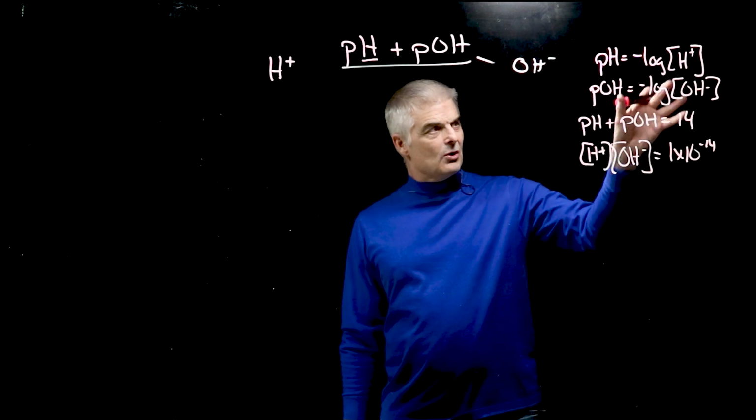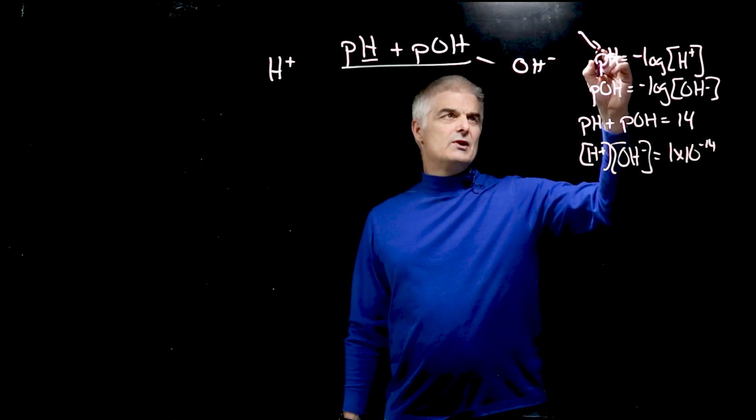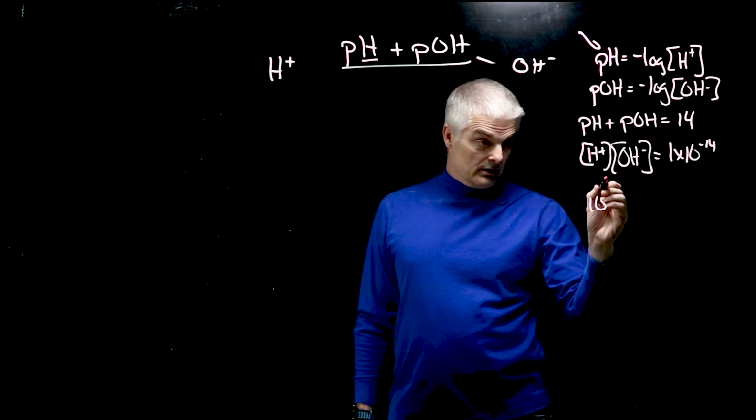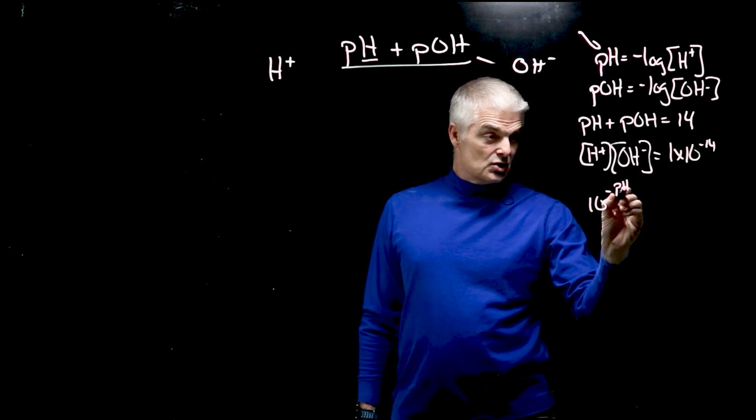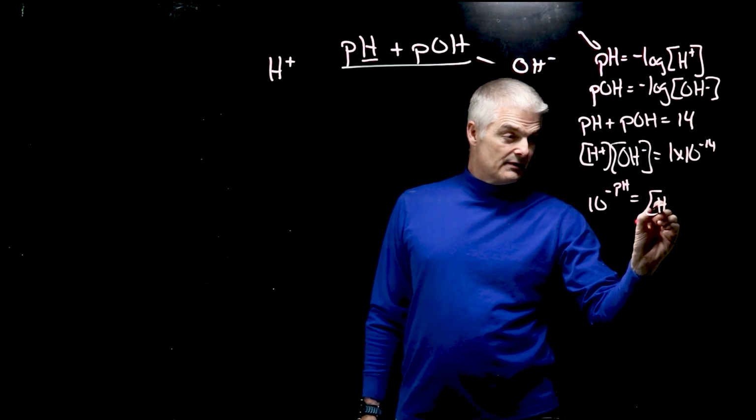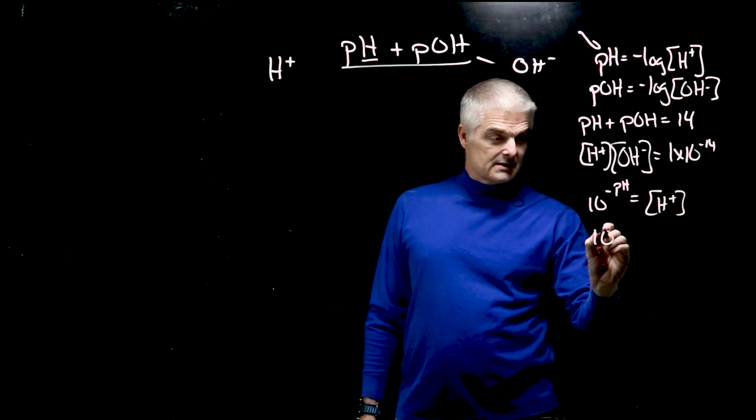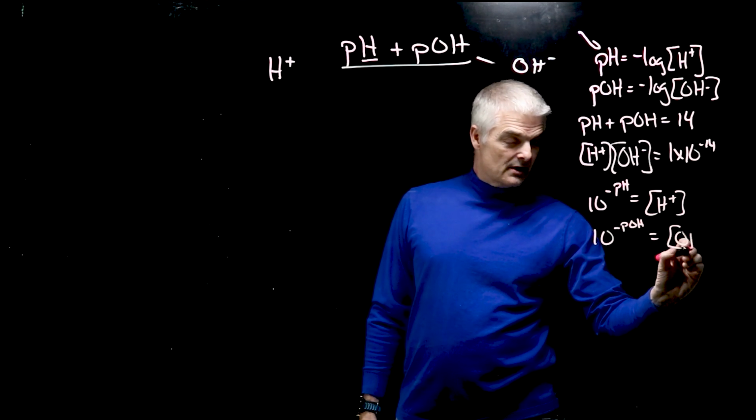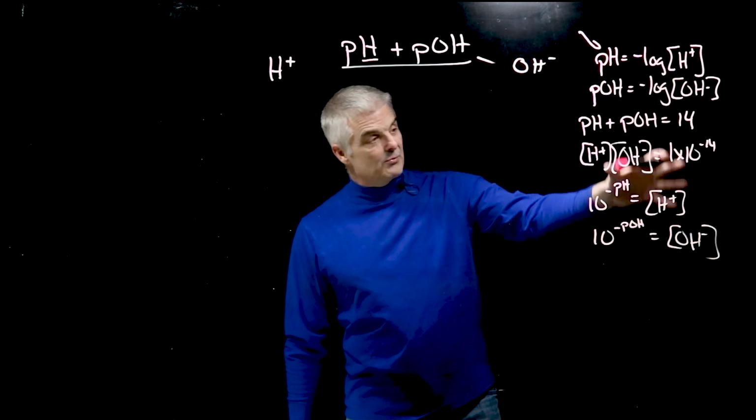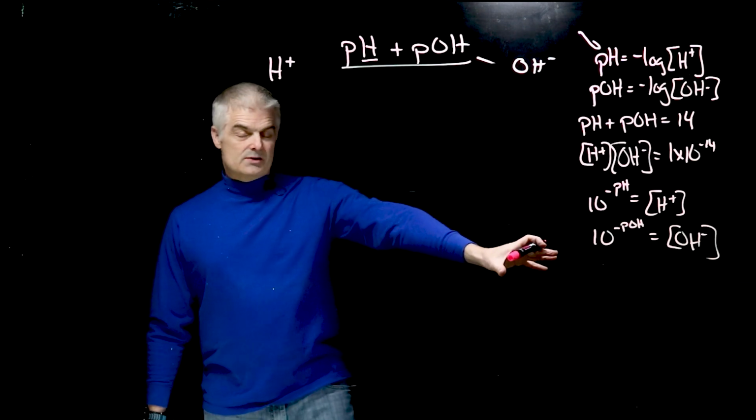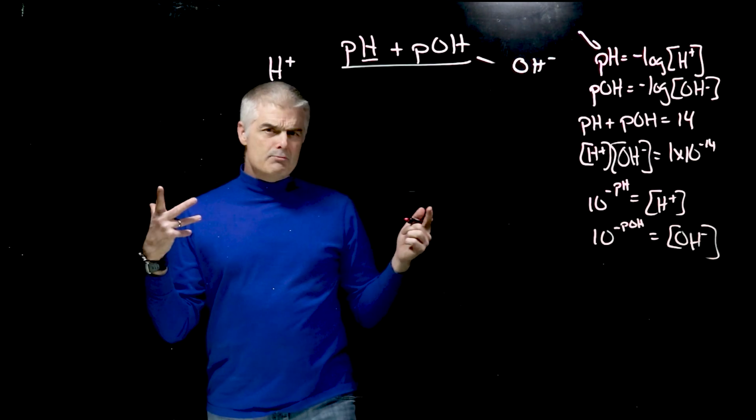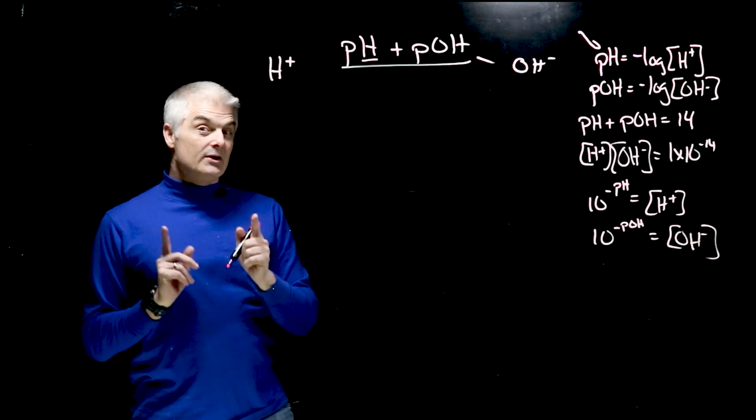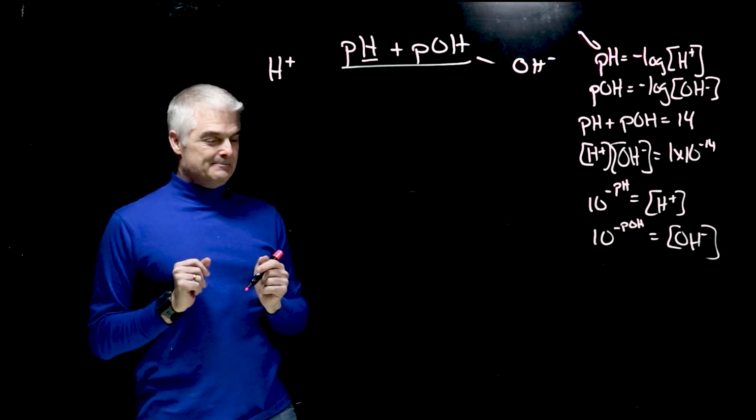And we can also go the reverse. I'm going to rewrite this equation the opposite way. 10 to the power of the negative pH is equal to the concentration of the hydrogen. And 10 to the power of the negative pOH is equal to the concentration of the hydroxide. Now these are the pH, pOH equations that we're going to use. So this is a moment for Houston, we've had a problem, to get your calculator out.